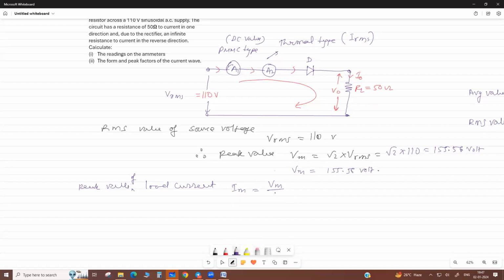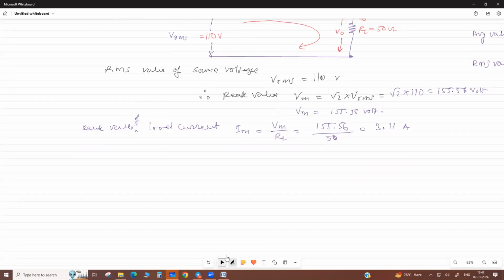Total resistance included here is RL. It is 155.56 divided by 50. यहाँ पर कितना आ गया? 3.11 ampere. This is the peak value of current.